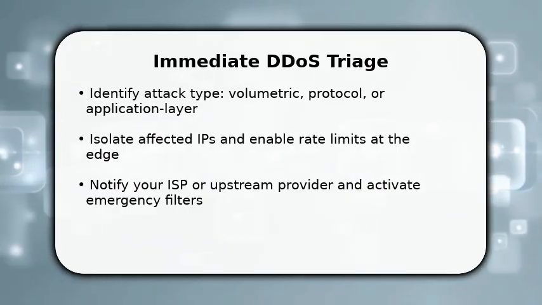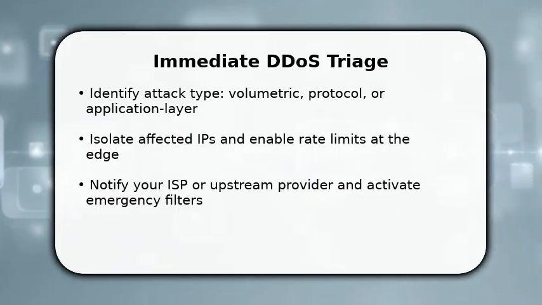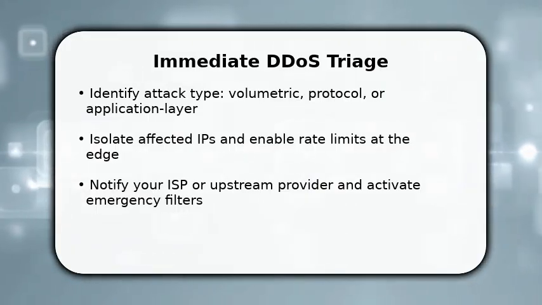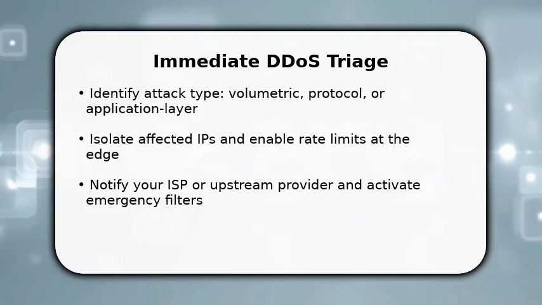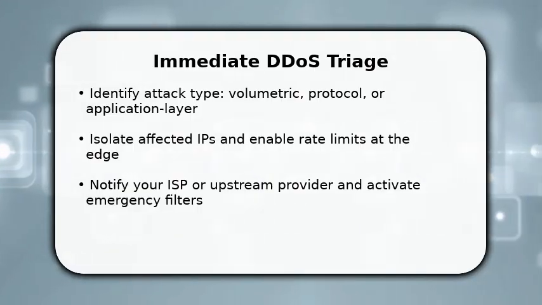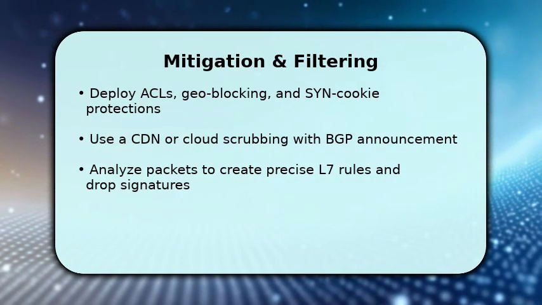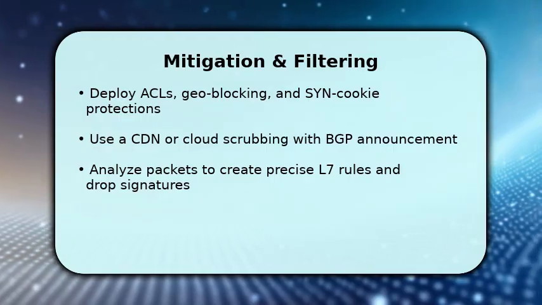Simultaneously, contact your ISP or upstream provider and request blackholing or traffic diversion to a scrubbing service because they can absorb volume you cannot. Make sure to collect PCAP samples and attack metrics for later analysis, so you can refine filters rapidly. Once initial containment is active, move to targeted mitigation.